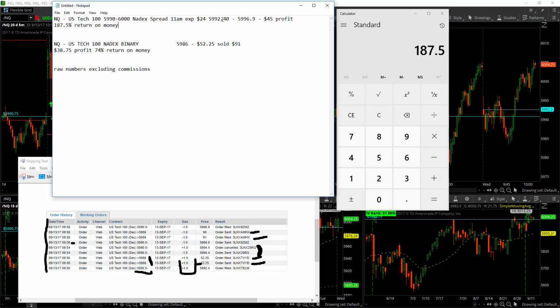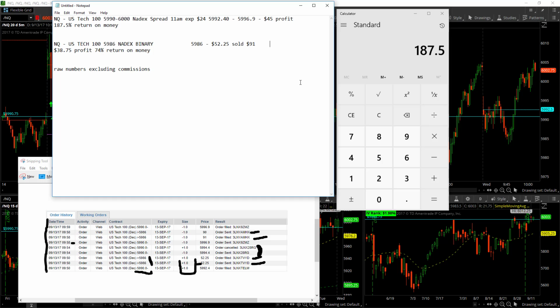I'm trying to compare and contrast the different ways that you guys can look at this to maybe understand the numbers. We bought it at 59.92.40s, which is $24. We sold it at $69. So I'm giving a couple different ways to look at how those spreads are calculated and how the return is affected. And you can see that netted us a $45 profit, whereas the traditional binary, which was the 59.86s, netted us a return of $38.75 on profit with $52.25 capital outlay.